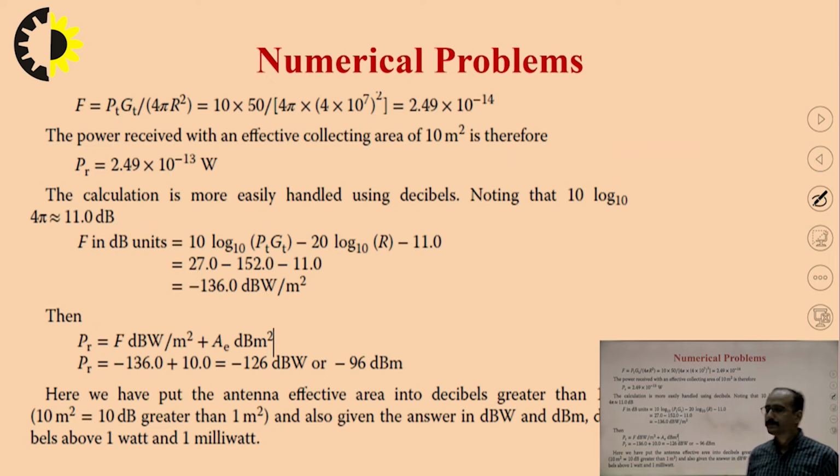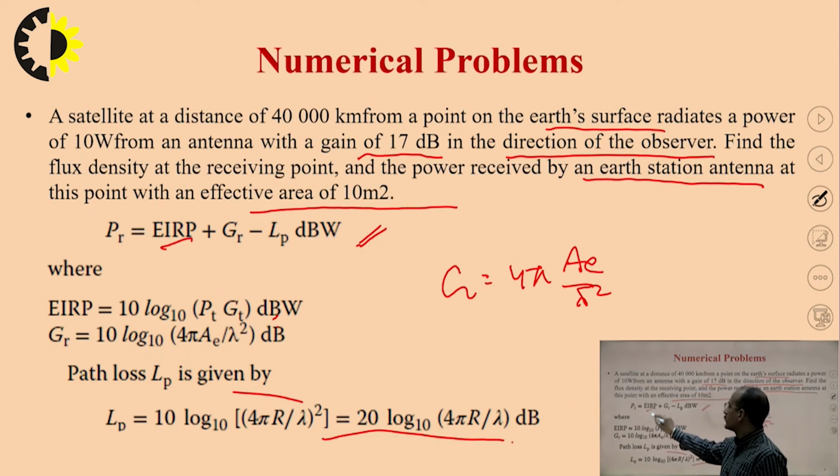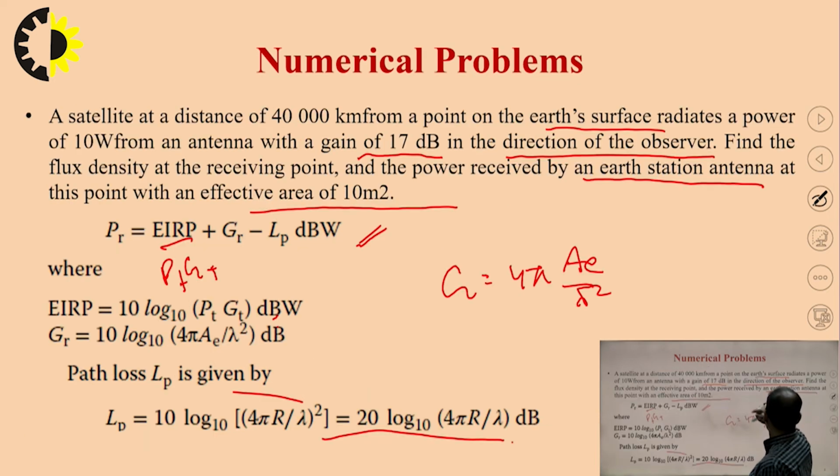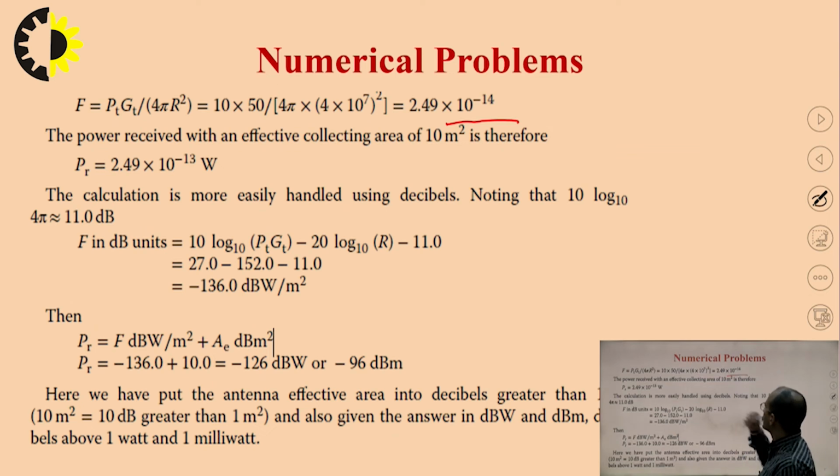How? You know that the flux density formula is F is equal to PT GT upon 4 pi r square. The P value is 10, the gain is 50, 4 pi into 4 into 10 to the power 7, squared. That is the answer for the flux density. This is equal to PT GT, that is EIRP, and the flux is this upon 4 pi r square. And the effective aperture area is given as 10 meters square. So you can solve this.